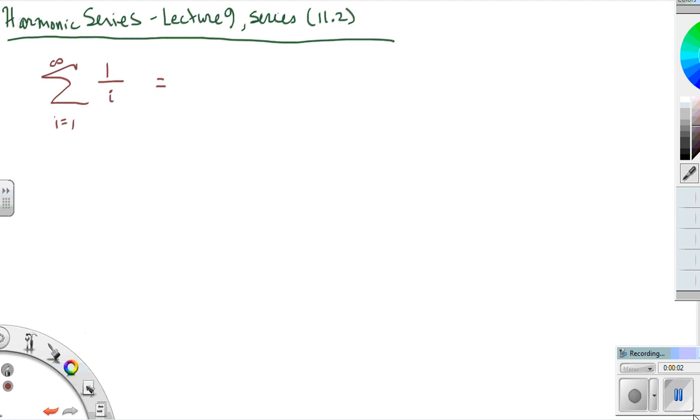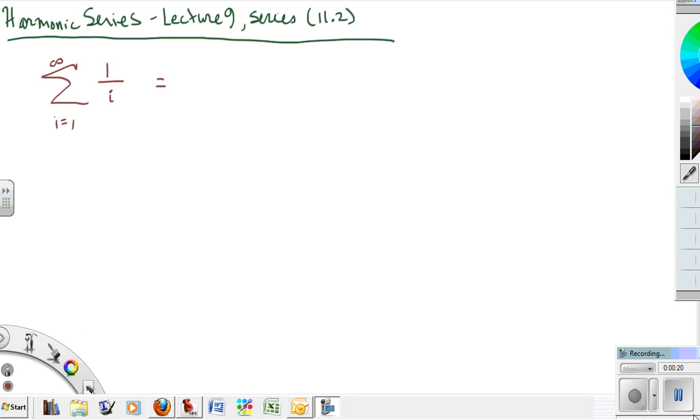Okay, so now we're on to lecture 9 on series, still in section 11.2 of our calculus textbook, which for those of you just tuning in is Stewart Calculus. We had in the last video talked about the fact that if the terms of a series do not go to 0, then the series necessarily diverges.